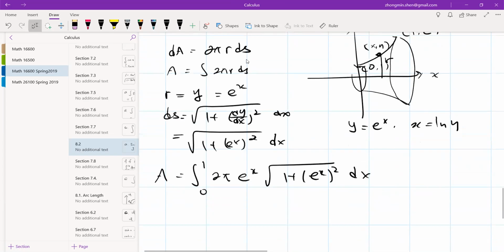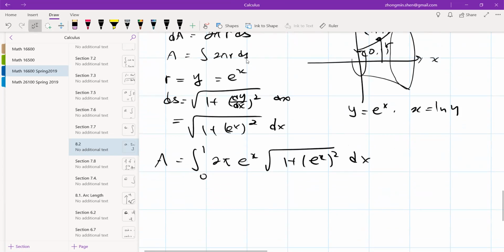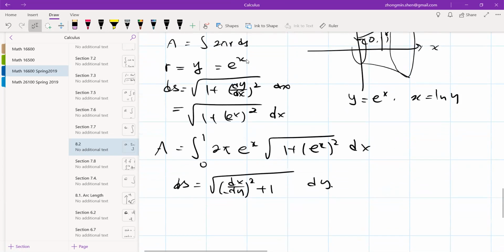But you can also use the y variable. Then it will be the square root of (dx/dy) squared plus 1, dy. Now this time I have to use the other relationship, x equals natural log of y. So it's going to be the derivative of natural log of y with respect to y, so 1 over y.